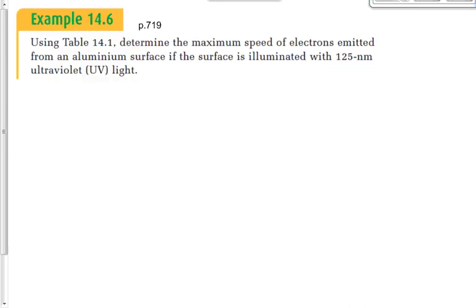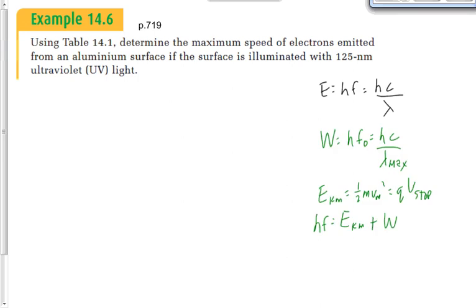All right, let's do one more. Last one here today. 14.6 on 719. So it's using table 14.1, determine the max speed of electrons emitted from an aluminum surface if the surface is illuminated with 125 nanometer light. This is going to be lambda, not lambda max. Okay, we're not saying this is the threshold wavelength. We're just saying this is the wavelength of the light that we're shining on it, which presumably is below the threshold wavelength and is allowing electrons to be ejected.